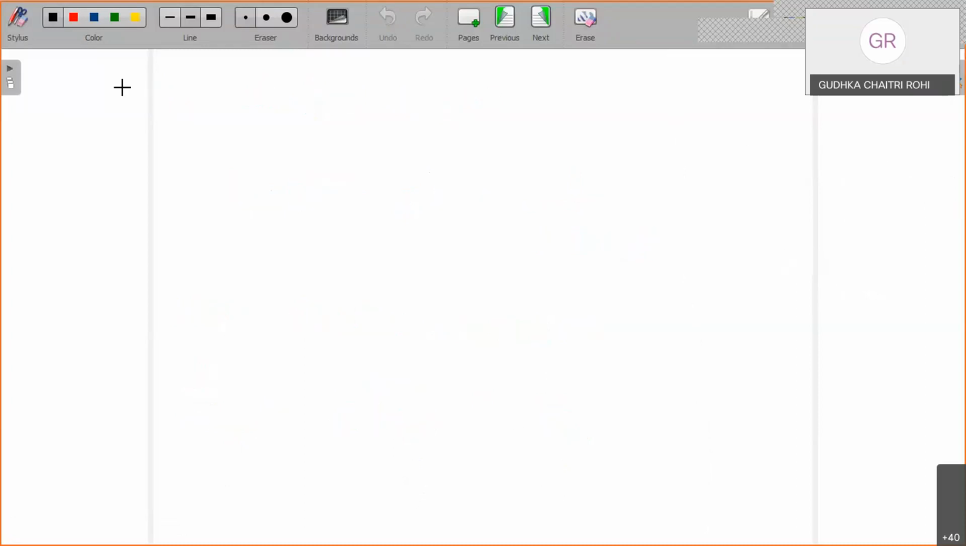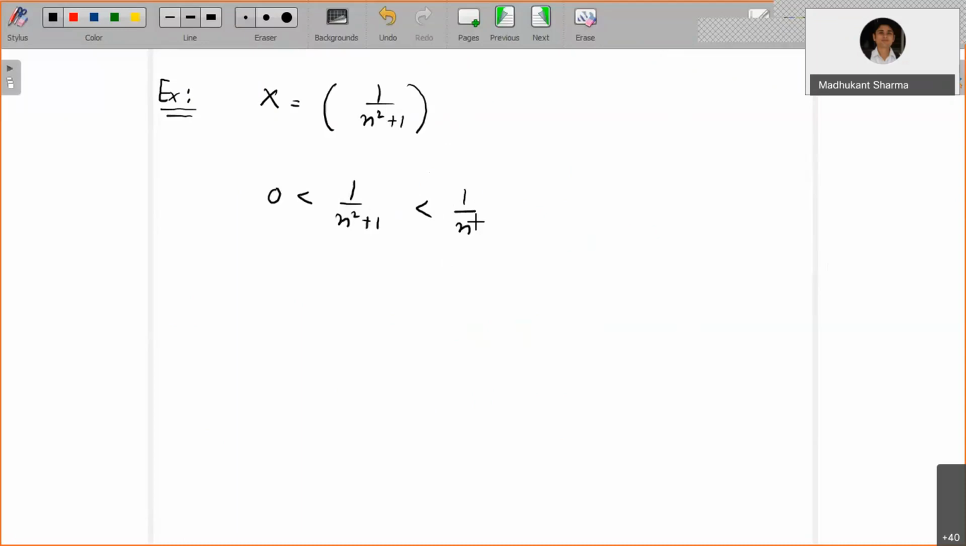Now if you take another example, you have the sequence, let's say, 1 by n square plus 1. You know that 0 is less than 1 by n square plus 1, less than 1 by n square. Now you can show that this tends to 0. This sequence is constant, and a constant sequence also tends to 0. So the squeeze theorem tells you that this also tends to 0. So you can use the result.